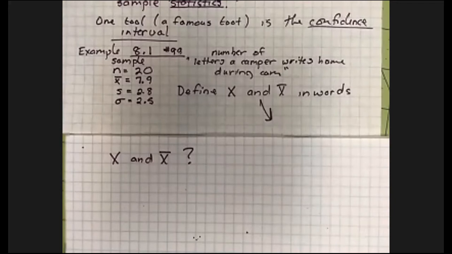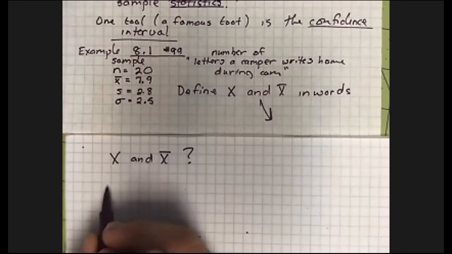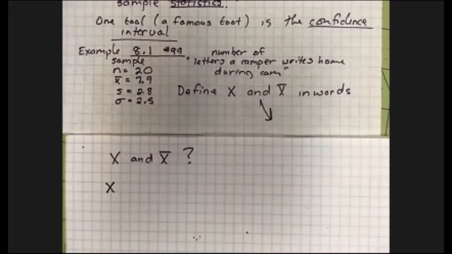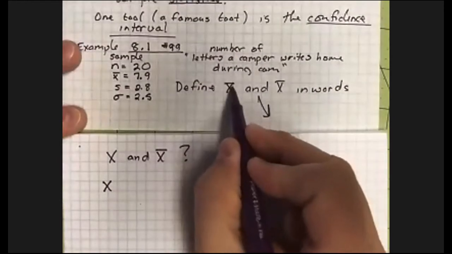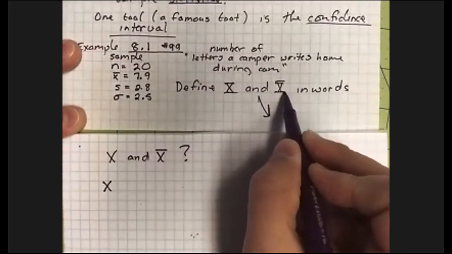Well, remember, we're doing an experiment here. And the experiment is, in general, I'd like to know how many letters kids write home when they go to camp. So I could define two experiments here. And one of them is going to be hard for me to observe. I'm going to use capital X for both of these. But one of them, I may have a chance of observing.